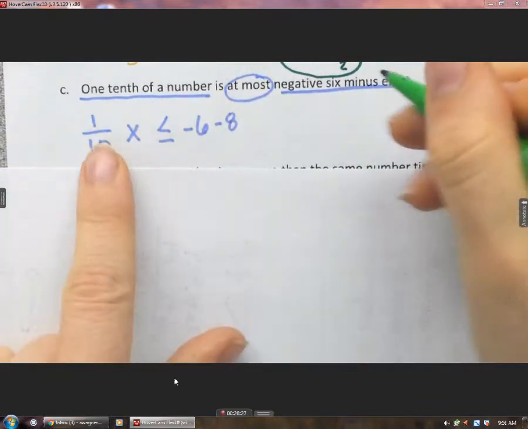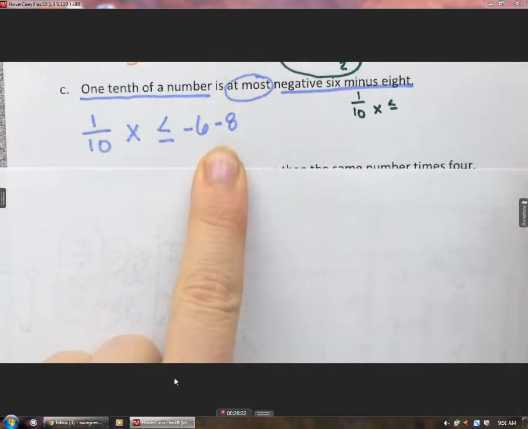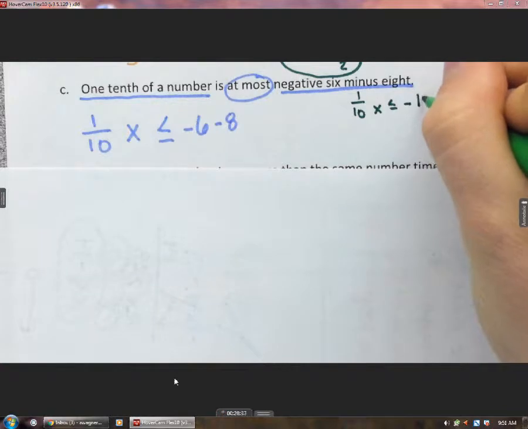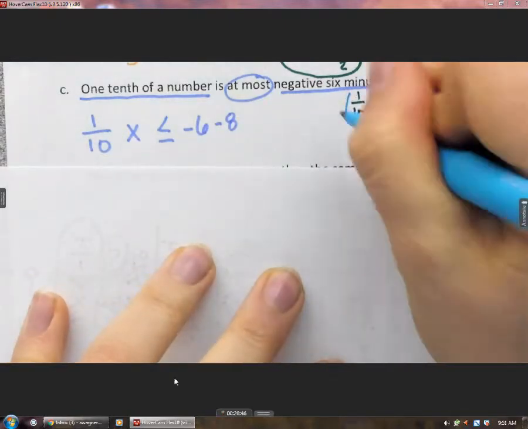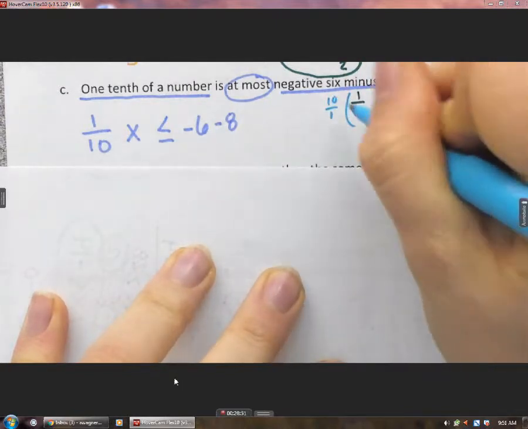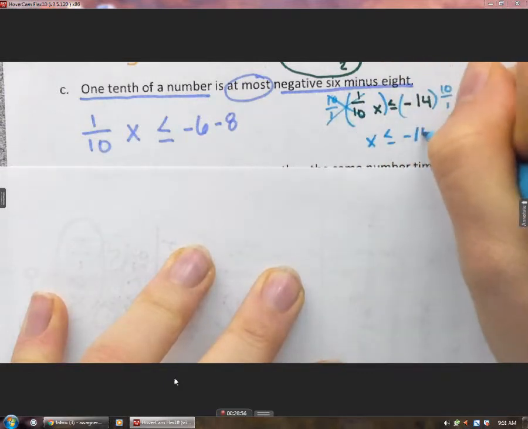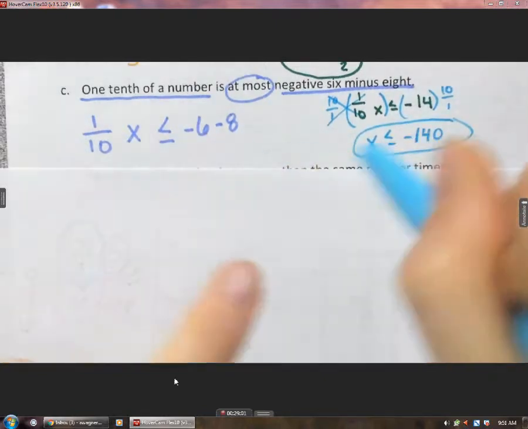So we could solve this, right? I'd have 1/10 x is less than or equal to, what's -6 minus 8? I think -14. I could be wrong. -14. How do you get x by itself? Multiply by 10 over 1, or just 10. So we get x is less than or equal to -140. Done. So you have to write and solve.